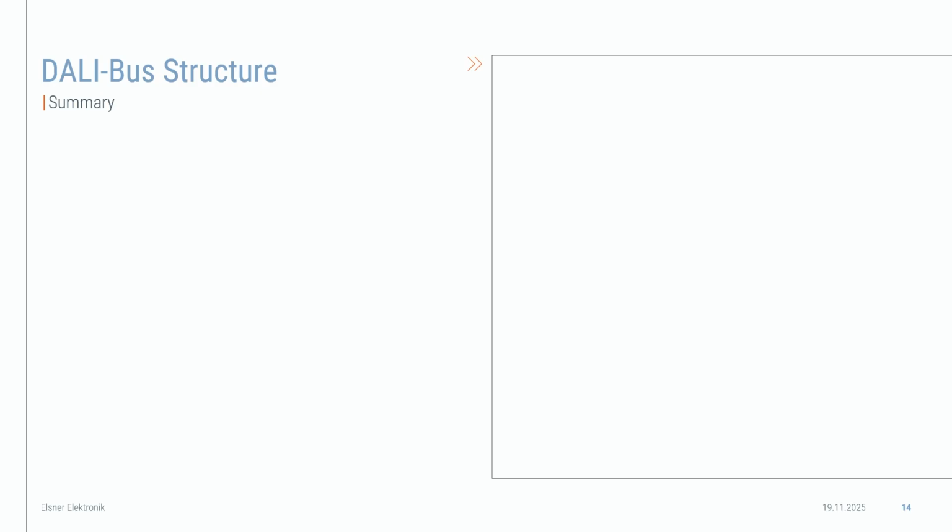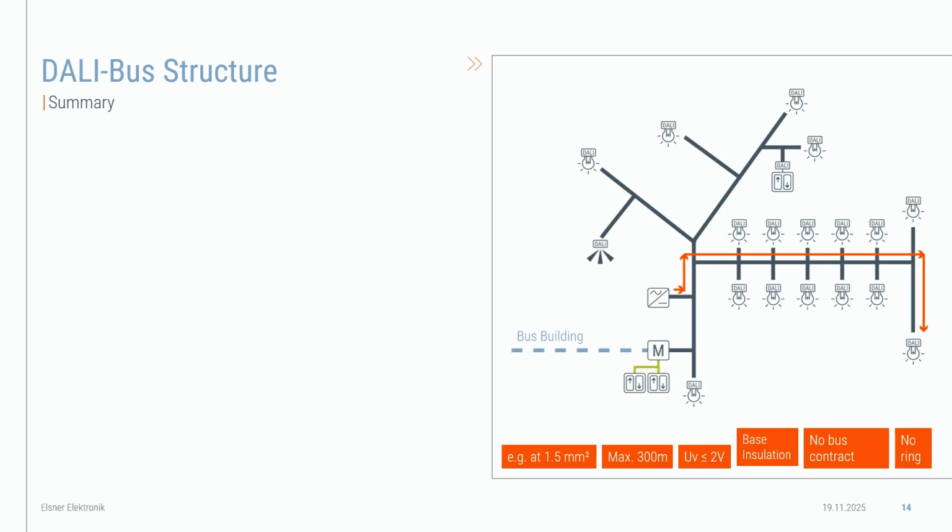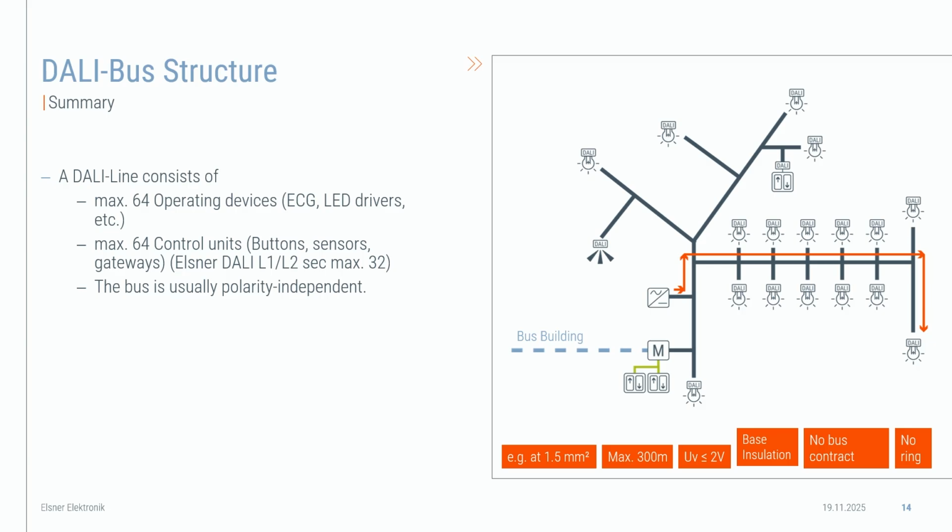Now we're going to move to the DALI bus structure. A DALI line usually can connect up to 64 control gear devices, like ballasts or LED drivers, and up to 64 control devices such as switches, sensors, or gateways. For example, our Elsner DALI L1 or L2 is currently supporting up to 32 sensors and 64 control gears. The bus is usually polarity independent and operates in a voltage range between 7 and 22.5 volts, and typically it operates between 16 and 20 volts.